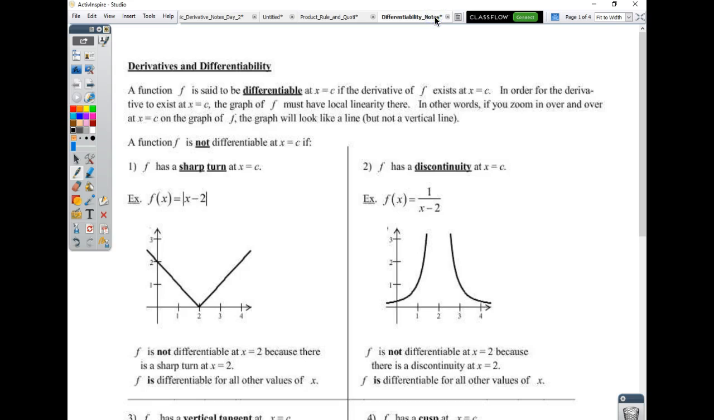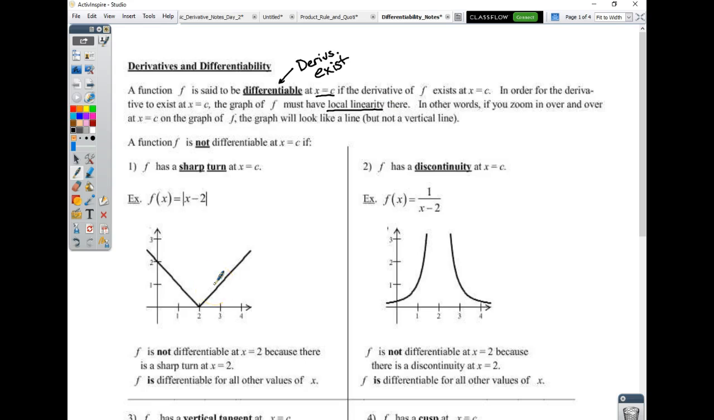So as you can see, it says the derivative exists at x equals c. So we're talking about specific points. In order for the derivative of f to exist at x equals c, the graph of f must have local linearity there. Local linearity is when we zoom in on a graph and it starts to make a line.